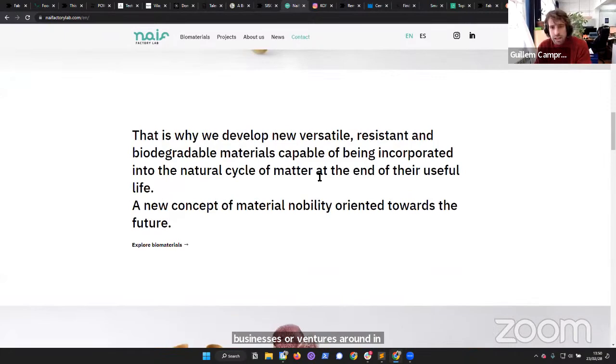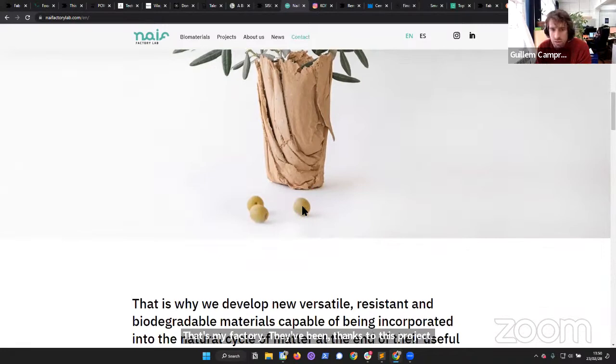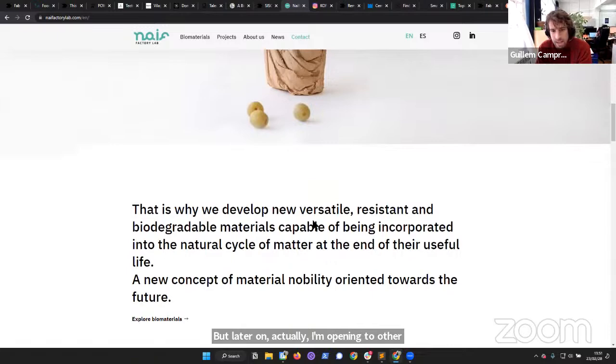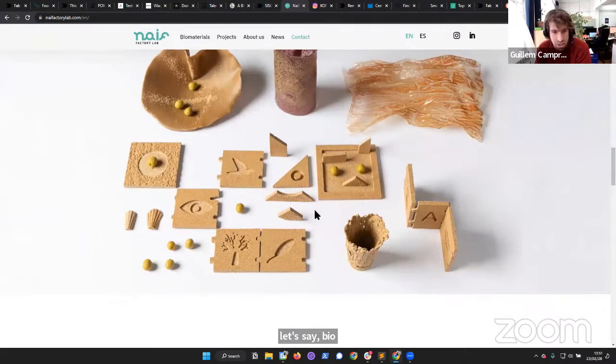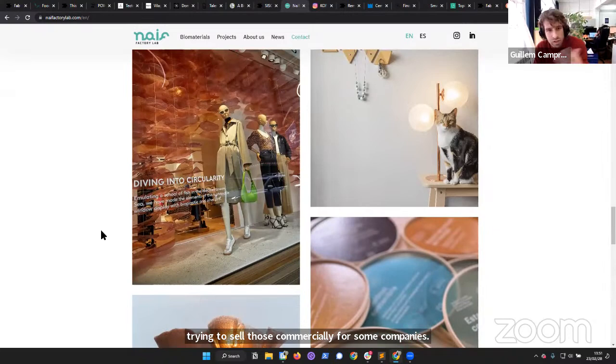That's Knife Factory. Thanks to this project, they started to work first on how to use residues coming from olive, but later opened up to other material sources, other food waste sources, that help position them as creators of bio waste based packaging materials, and now they are starting to explode commercially. They're trying to sell those to some companies. You can even see here the retail work they are doing now, using biomaterials as part of the retail elements or as part of their company business.